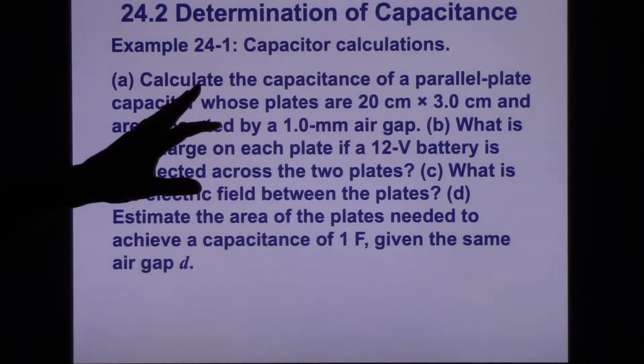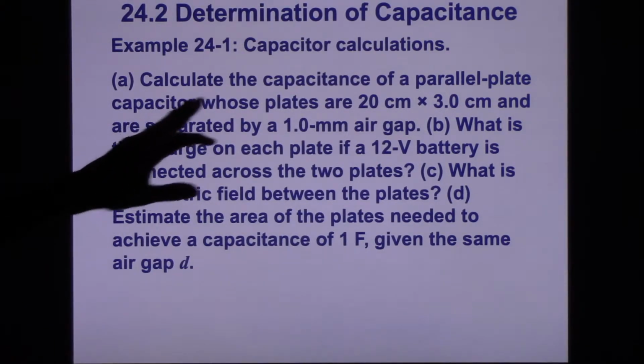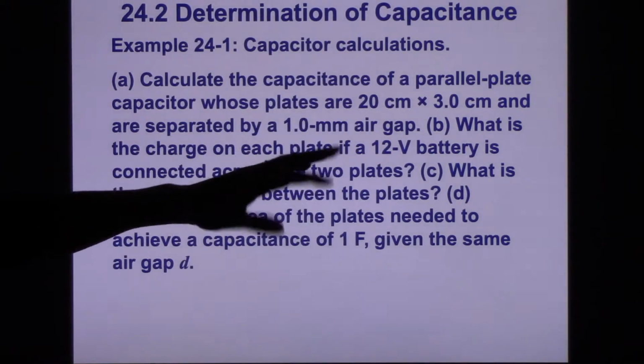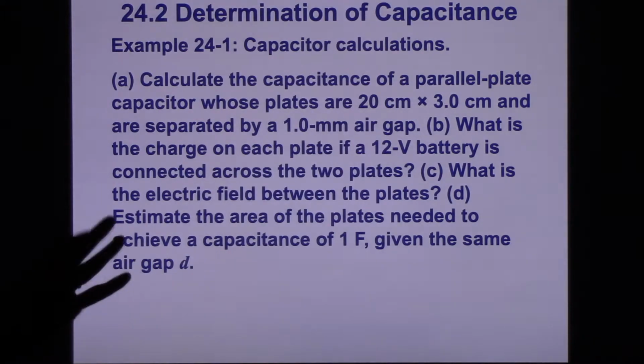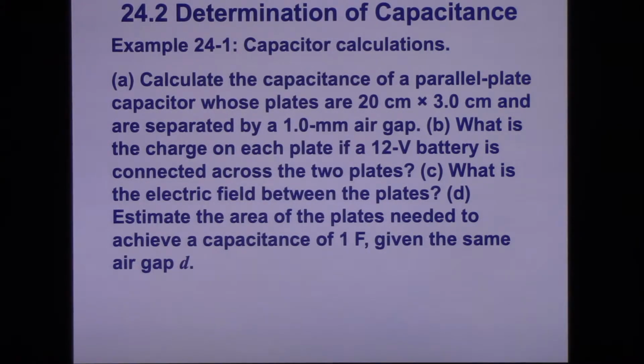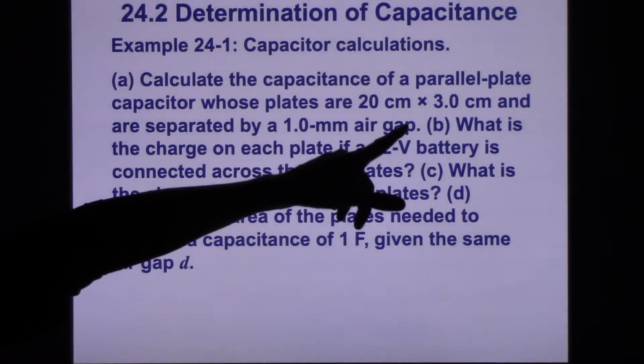So we're going to come in and calculate how much capacitance there is in a parallel plate geometry capacitor. The plates are 20 centimeters by 3. Uh-oh, I think I did this wrong. Well, not wrong. I think I misread the numbers going in. I think I did 20 centimeters by 30.